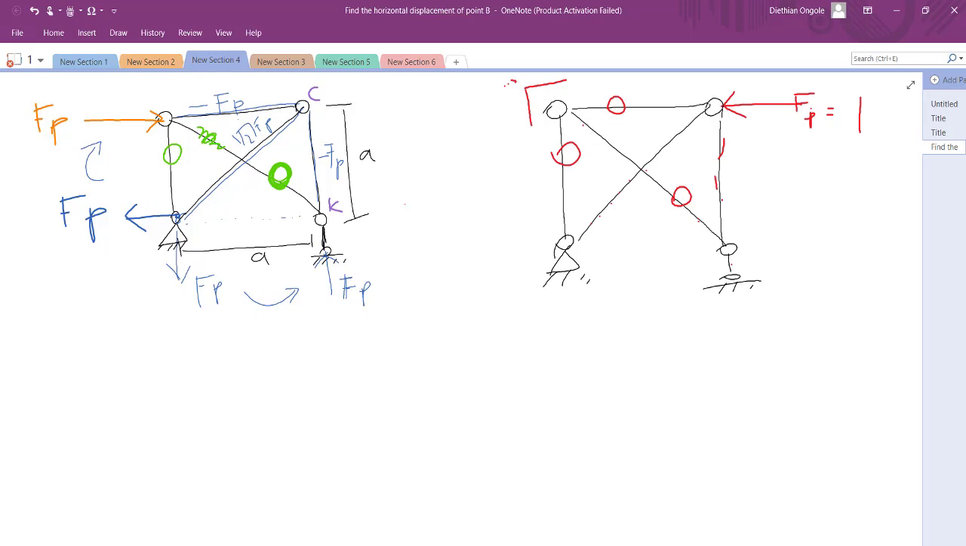Since this one here is horizontal with magnitude Fp equal to 1, we must have an opposite one at this hinge, which is also Fp equal to 1. Then these two form a couple that causes the system to rotate in the anti-clockwise direction. Therefore, the vertical forces must make up for it by causing rotation in the clockwise direction to counterbalance it. So this would be an upward force, then this one here a downward force of magnitude 1, and this also of magnitude 1.